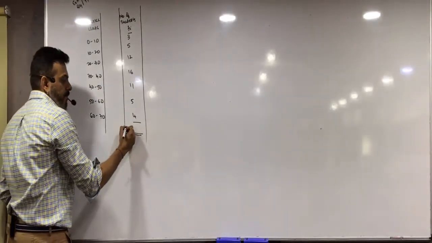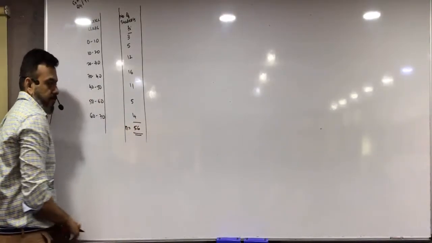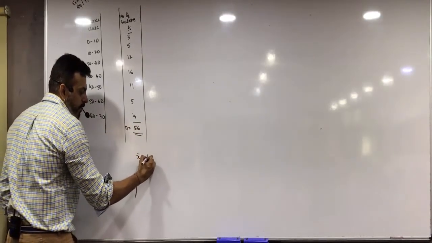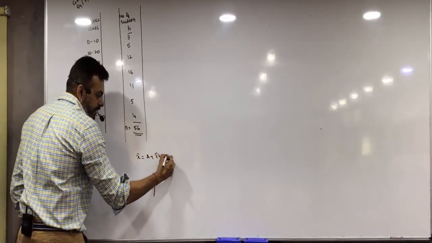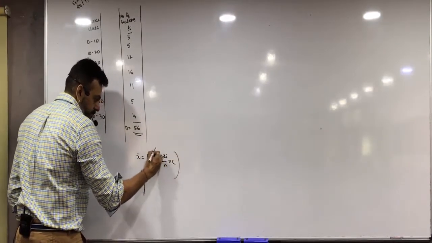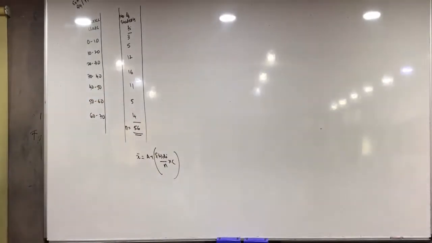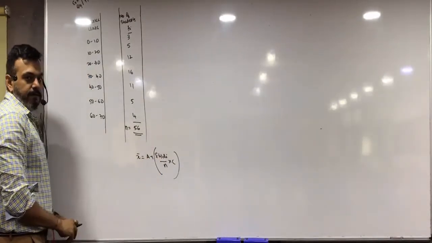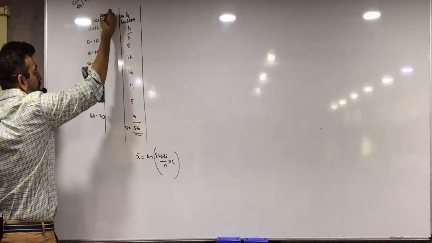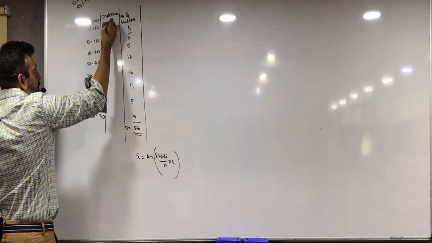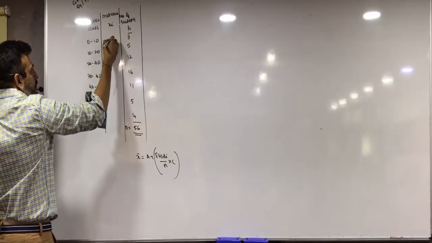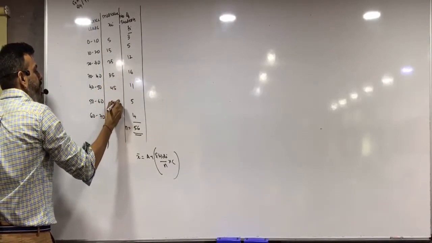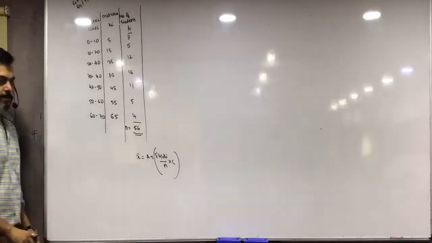So n is equal to 56. Method is not given, so we'll go for shortcut method. X bar is equal to a plus sigma Fi di upon n into c. The formulas will decide the columns. Now, di is equal to what? Xi minus a. So first we need the mid values. Xi: 5, 15, 25, 35, 45, 55 and 65.